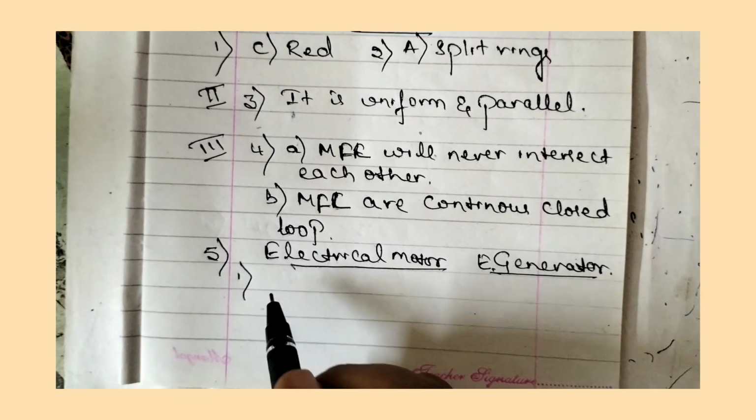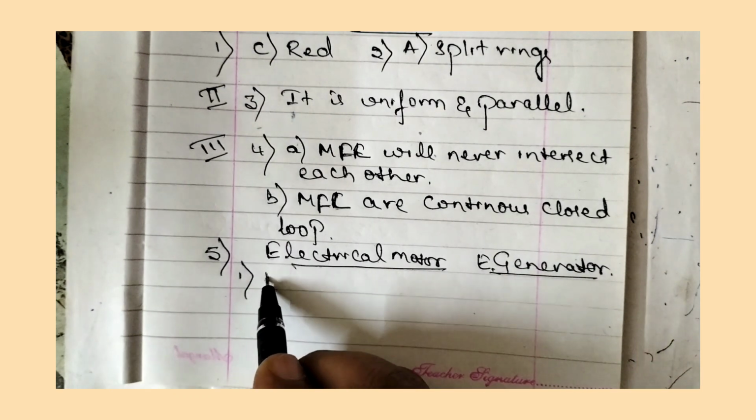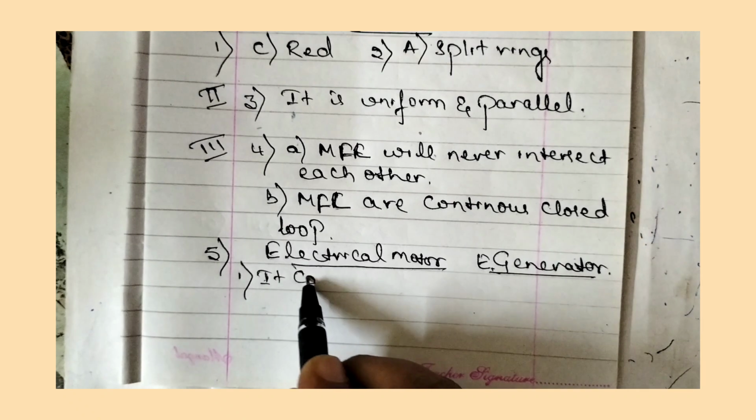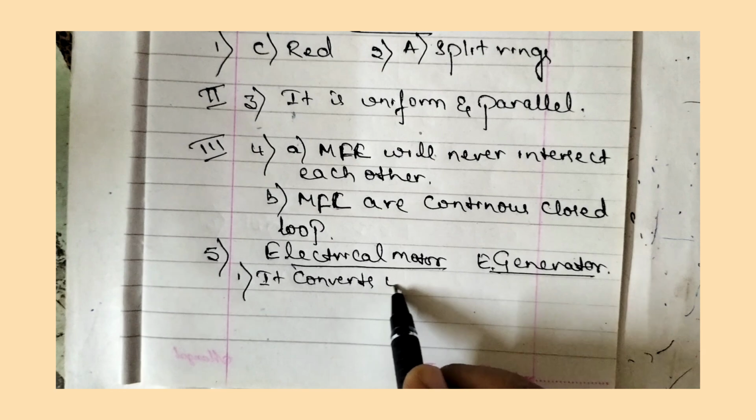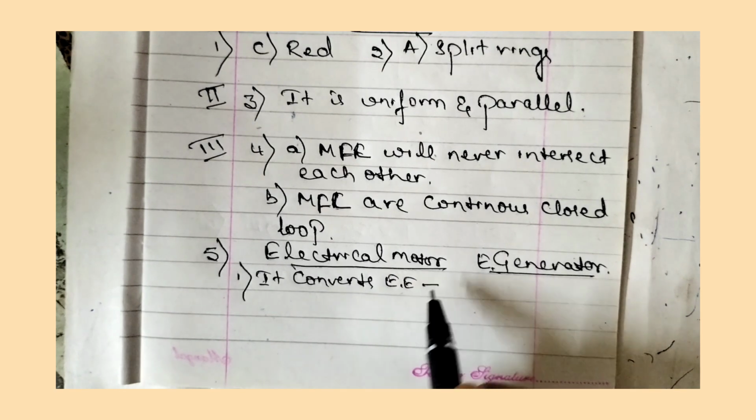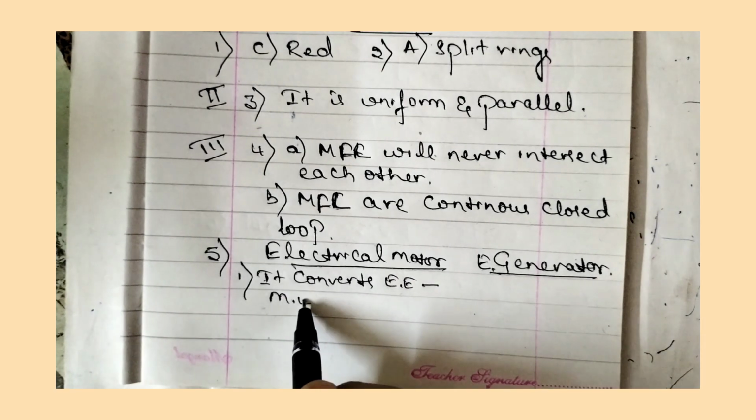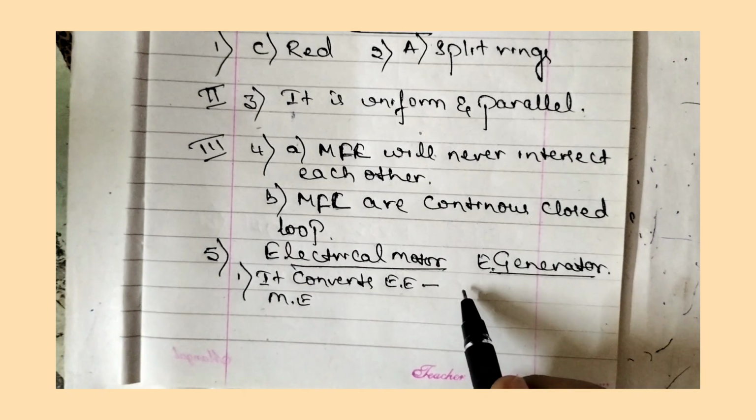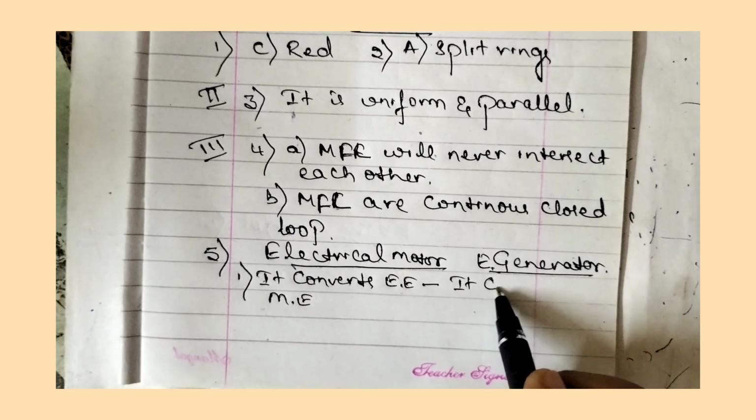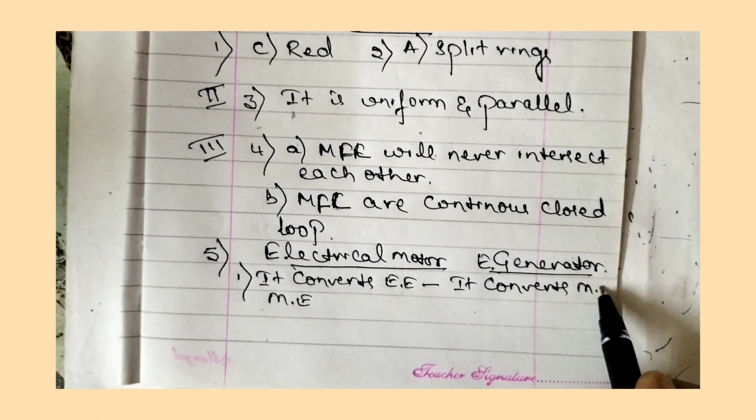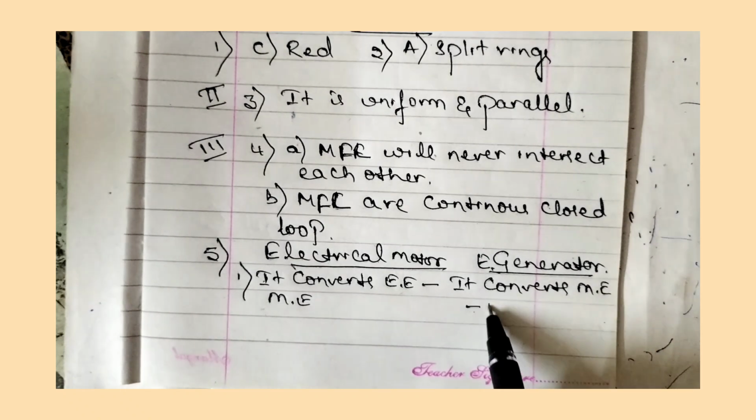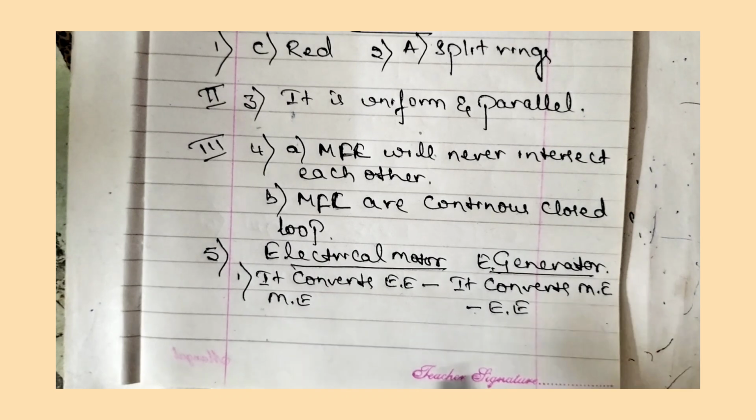The first difference: a motor is a device that converts electrical energy into mechanical energy. A generator is a device which converts mechanical energy into electrical energy.